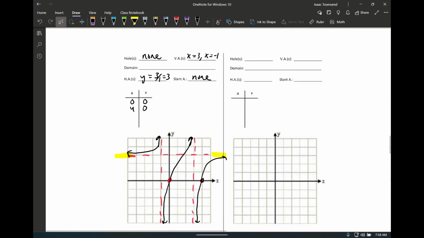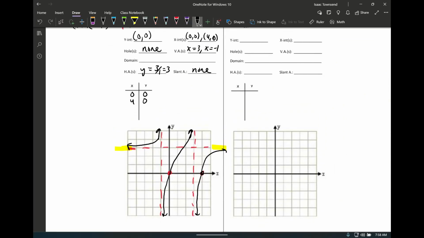So, last thing to finish up this one is domain. Looks like we can hit all of these from negative infinity to -1. Then we can hit all of these, which would be -1 to 3. And then finally all of these, which is 3 to infinity.